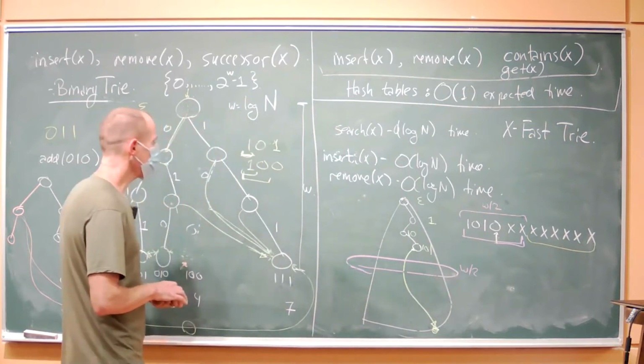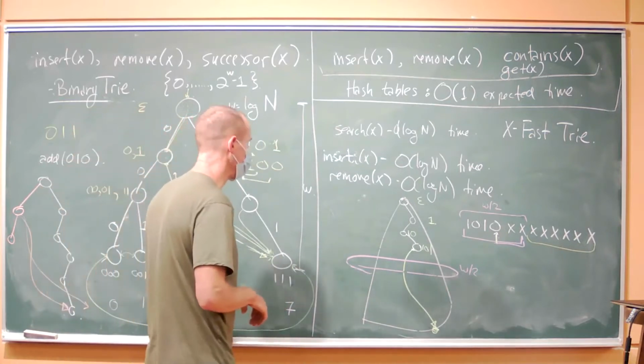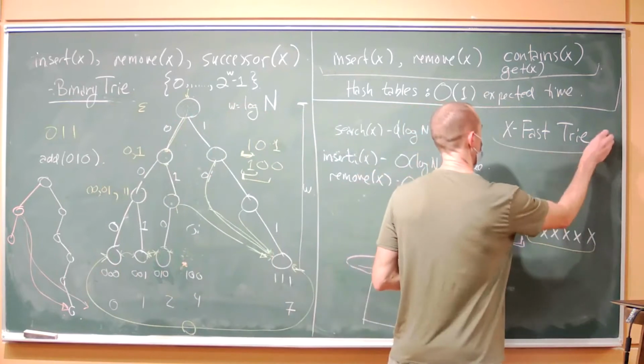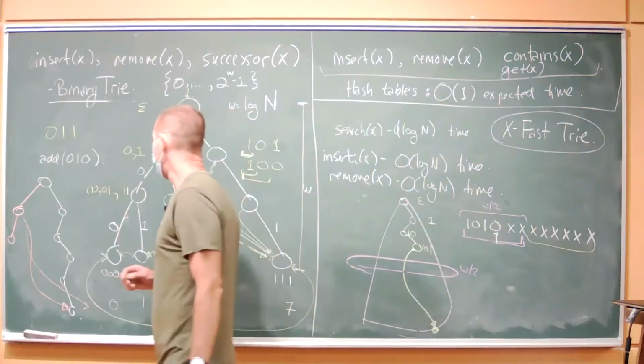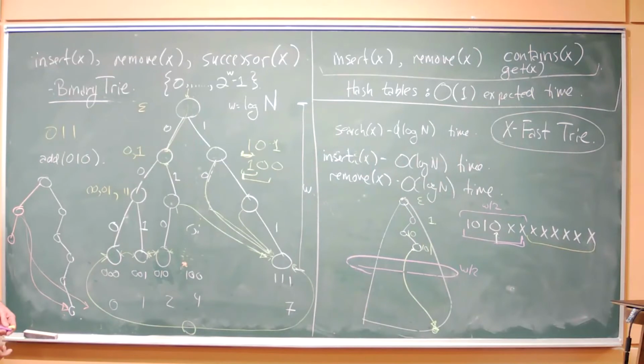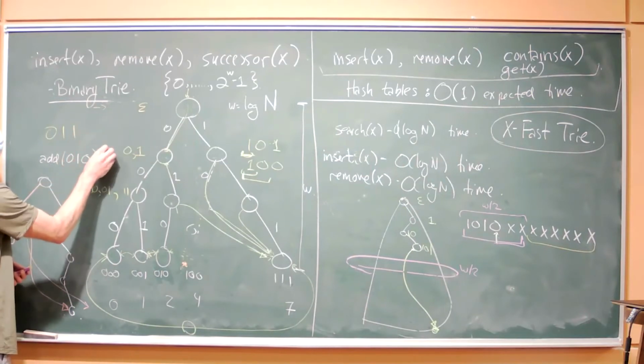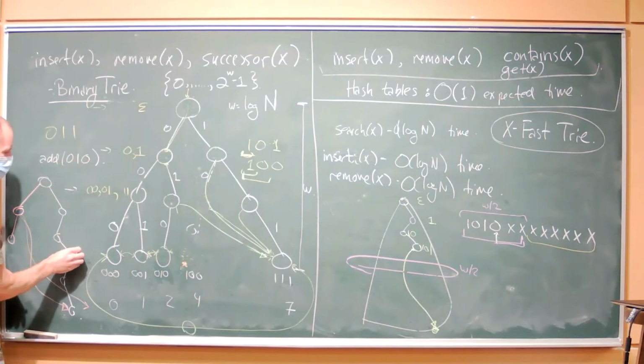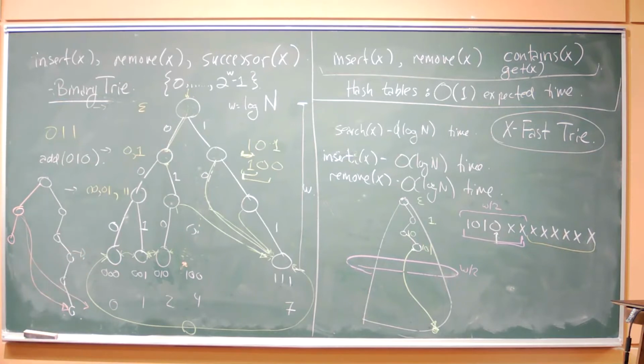So an XFast trie is a fancy sounding thing, but it's just a binary trie in which at each level you have a hash table that stores the strings, which are binary strings, so they're just integers if you interpret them that way, associated with the nodes at that level.